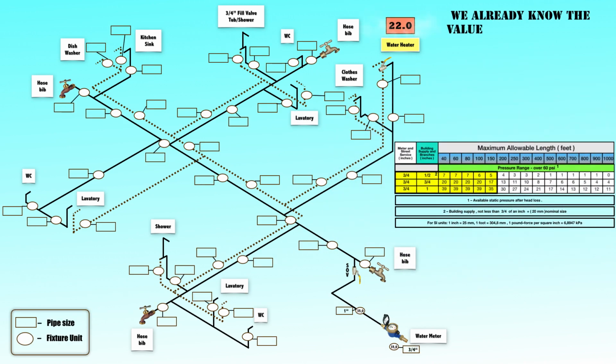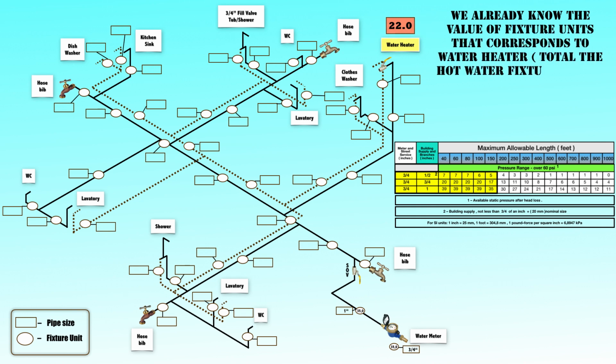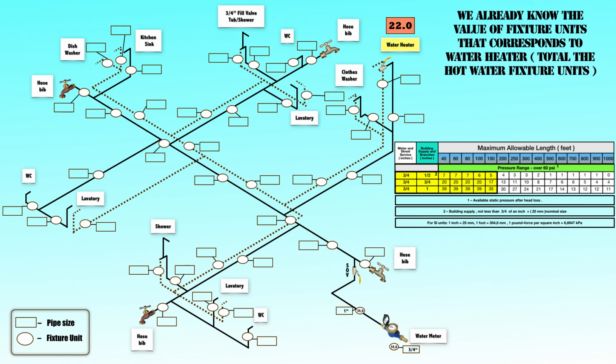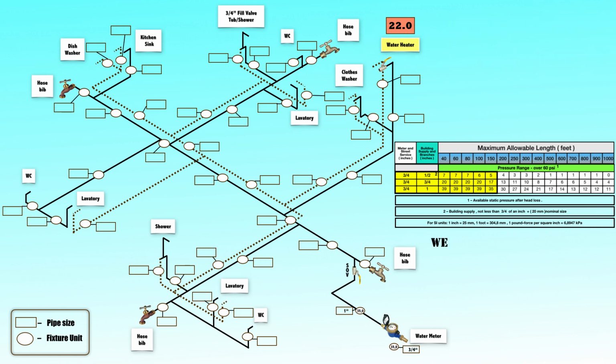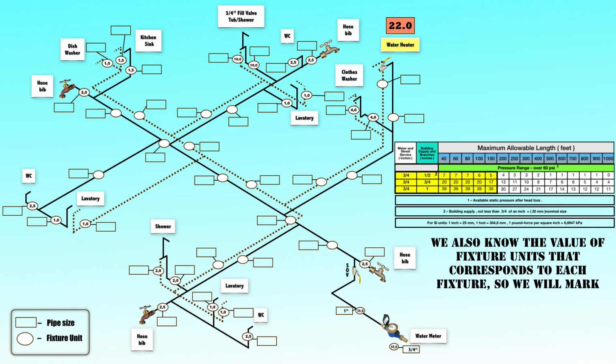We already know the value of fixture units that corresponds to the water heater, total the hot water fixture units. We also know the value of fixture units that corresponds to each fixture, so we will mark them in each position in the blueprint, Table 610.3.